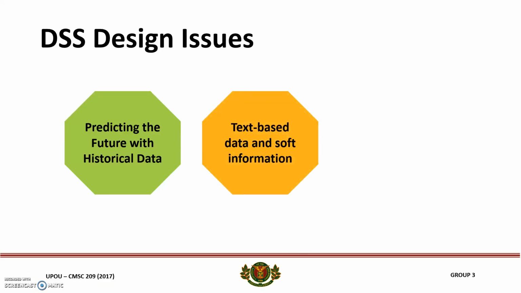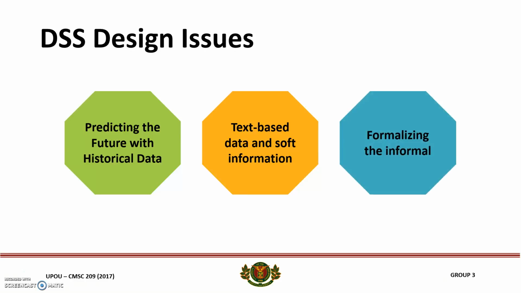Second, text-based data and soft information. Computer-based DSS should incorporate text storage systems, word processing, and electronic mails to provide a more sophisticated tool, which leads to a good deal of scope for an effective design.